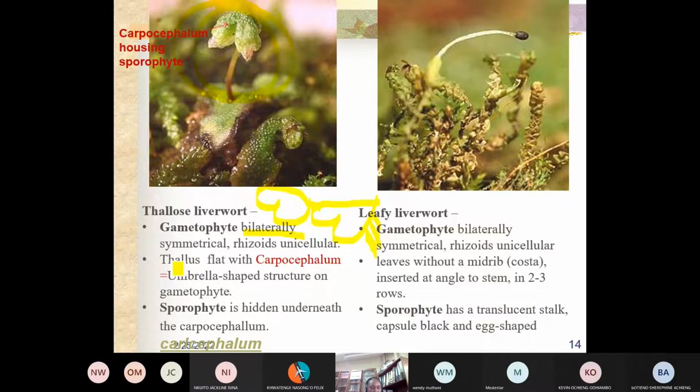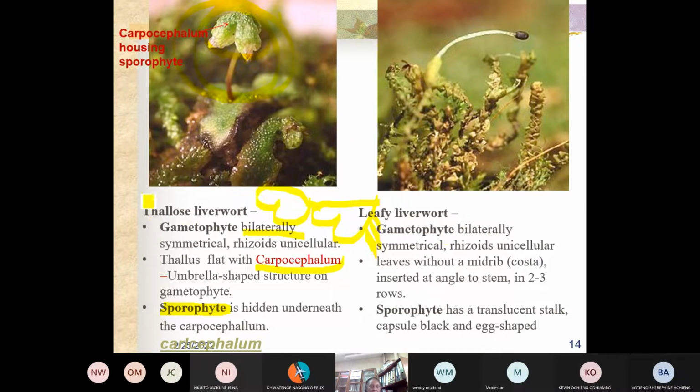So the thallus is flat. In this case here, it's referred to as carpocephalum. No, sorry. The thallus has a carpocephalum, which is an umbrella-like structure, which is this one here. And the sporophyte will form underneath here. It will form underneath, of course, after fertilization has occurred. When fertilization occurs and you have the female, which are underneath, then you get the sporophyte below.